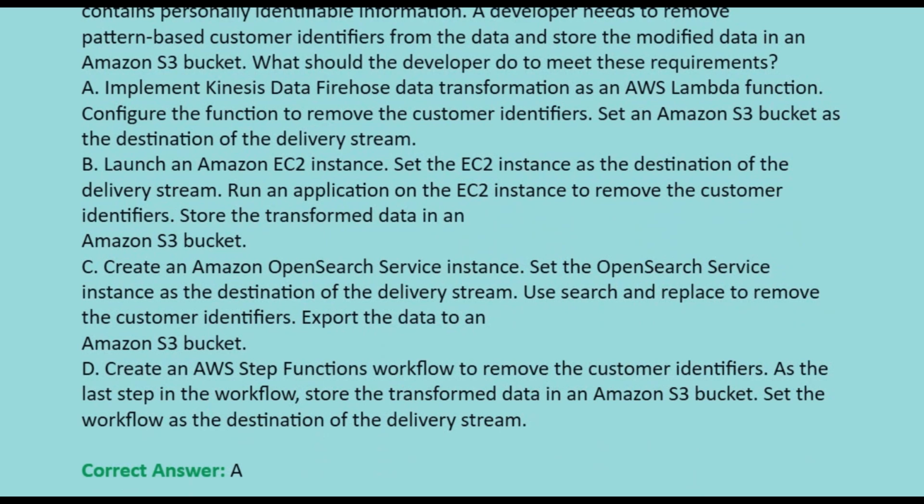Option C. Create an Amazon OpenSearch Service instance. Set the OpenSearch Service instance as the destination of the delivery stream. Use search and replace to remove the customer identifiers. Export the data to an Amazon S3 bucket. Option D. Create an AWS Step Functions workflow to remove the customer identifiers. As the last step in the workflow, store the transformed data in an Amazon S3 bucket. Set the workflow as the destination of the delivery stream. Correct answer is option A.